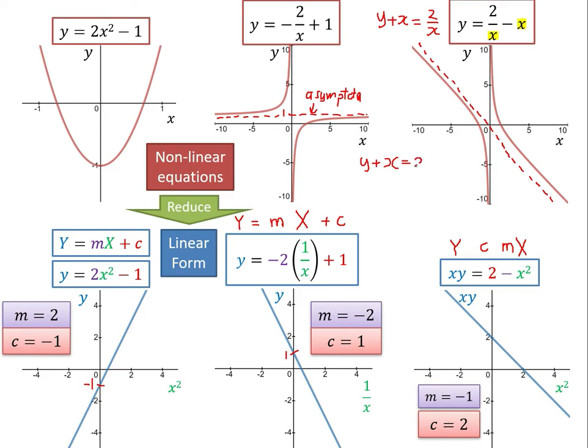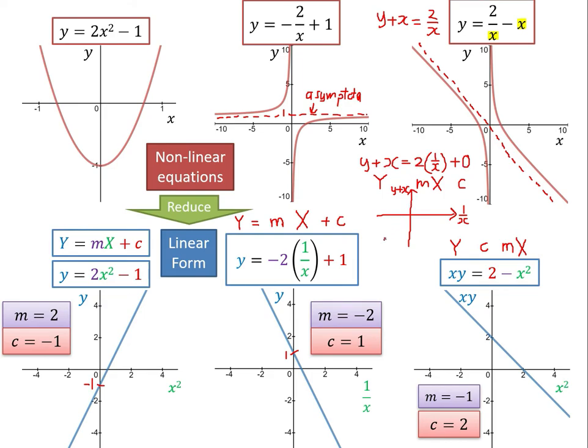I can write it as 2 bracket 1 over x plus 0, where our big Y is y plus x. Our big X is 1 over x. Our gradient is 2. Our y-intercept is 0. So we can actually draw it as a straight line already, where the big Y is y plus x. We have to label y plus x here. And at the x-axis there, we have to label it as 1 over x. And the gradient is 2, right? So which means the graph is moving up and the y-intercept is 0.